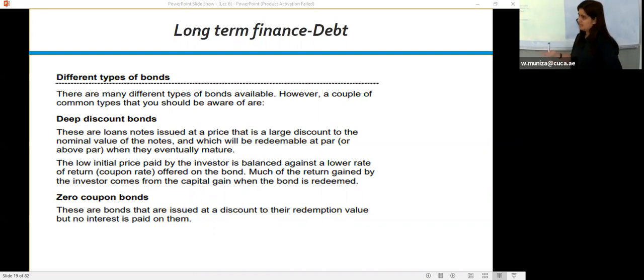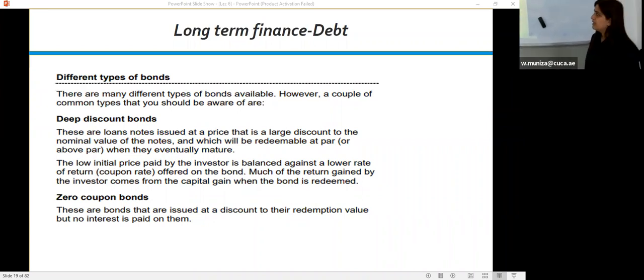So deep discount bond is like that. These are loan notes issued at a price that is a large discount to the nominal value, and which will be redeemable at par or above par when they eventually mature. The low initial price paid by the investor is balanced against the lower rate of return offered on the bond. Much of the return gained by the investor comes from the capital gain when the bond is redeemed.